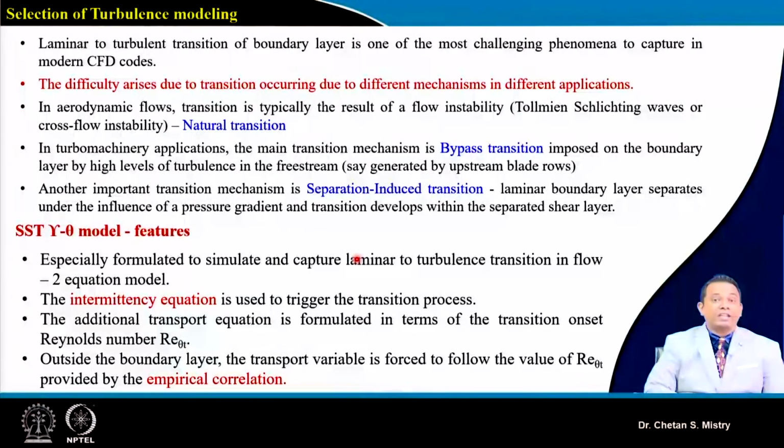Now in order to analyze such kind of flow, people have proposed a new model. It is called the SST gamma theta model. This is what captures the transition flow, which is what is required. The intermittency equation is what is solved. So basically the transition onset Reynolds number is calculated after particular locations, and it is forced to be used, which will give the solution with the transition flow that is happening on the blade surface.